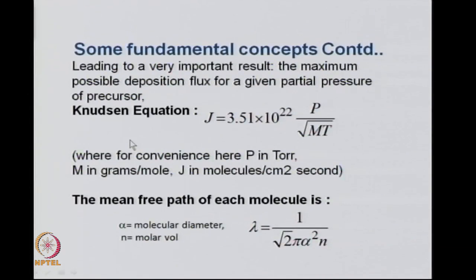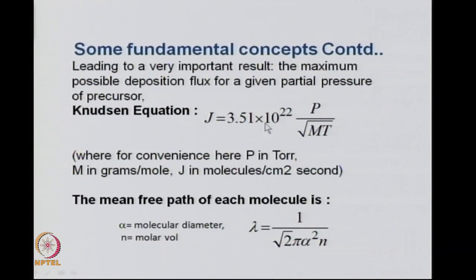Now, from that we can calculate something which is very important, which is the maximum possible deposition flux for a given partial pressure. So, given a partial pressure P, what is the maximum deposition flux that we can have? And that J is given by this equation. If you know at some pressure P and temperature T for a gas with a molecular weight m, which is given in grams per mole, you will have J, the maximum possible deposition flux, by this equation.